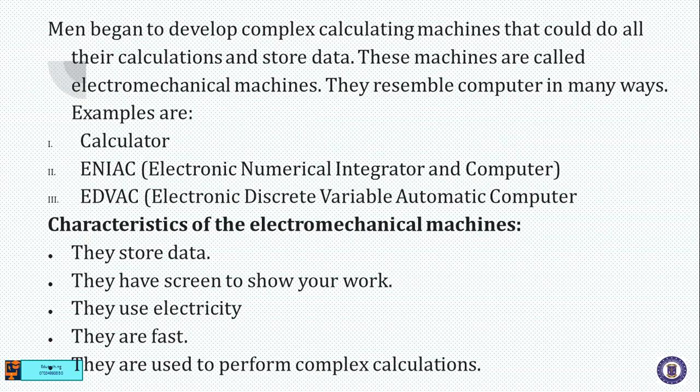Then they are fast. Yes, if you want to add a larger number using the calculator, you will see that the calculator is very, very fast. Unlike your brain, before you begin to count your fingers, before you begin to write this 000, a calculator has already given you your answer. So they were very, very fast.